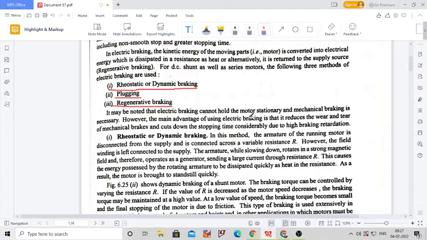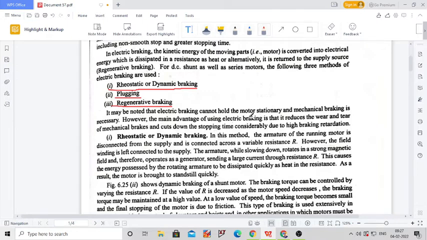We are going to discuss these three methods in short in today's lecture. Now, electrical braking cannot hold the motor stationary, and certain mechanical braking is necessary in a system where we apply electrical braking. In addition to electrical braking, we require some mechanical braking techniques.